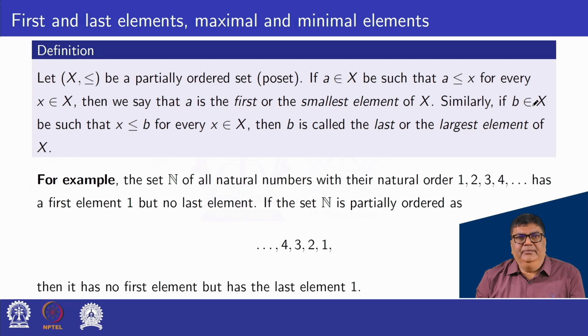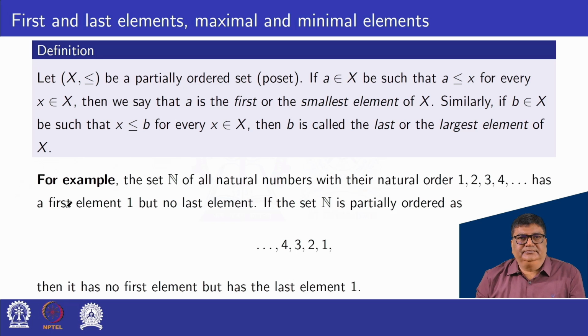Similarly, if b belonging to X is such that x ≤ b, okay, here a ≤ x, here x ≤ b, for every x belonging to X, then b is called the last or the largest element of X.